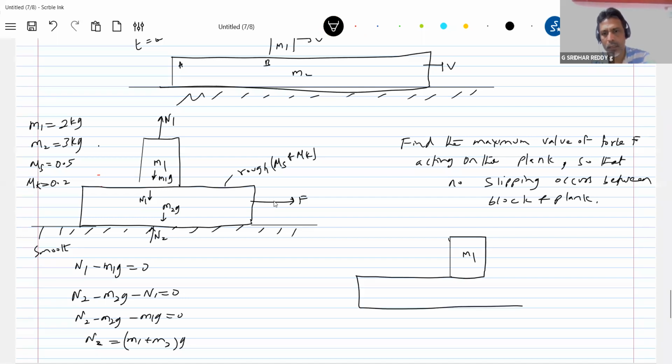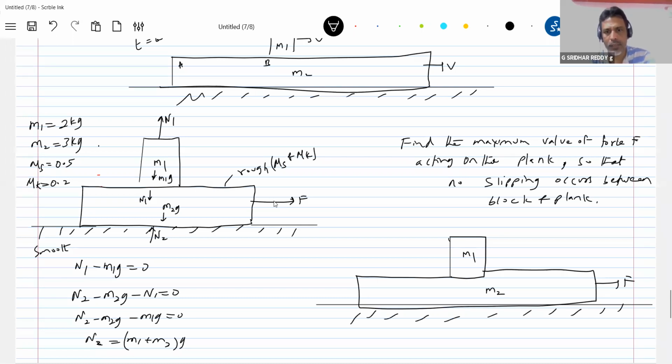This is M2, the force we applied. So the direction of friction on the block, on the plank. Then what we notice is that they are moving with a common acceleration.